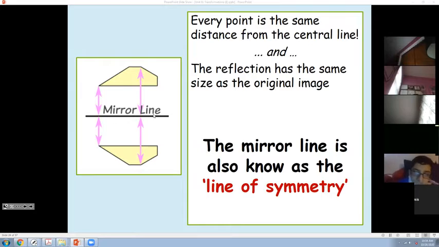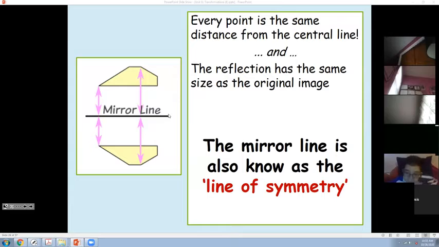Mirror line: every point is the same distance from the central line. You see that some textbooks use central line. I brought everything together, so you will not be surprised. Some textbooks use central line, some use mirror line, some use line of symmetry. They all refer to the same thing. Reflection has the same type.